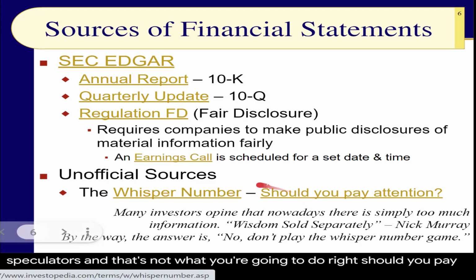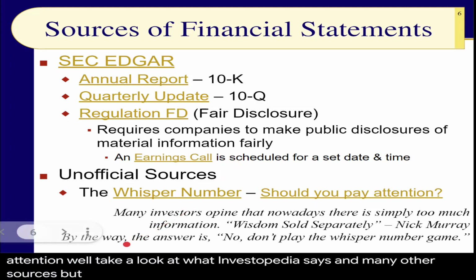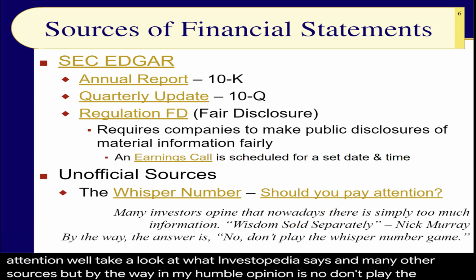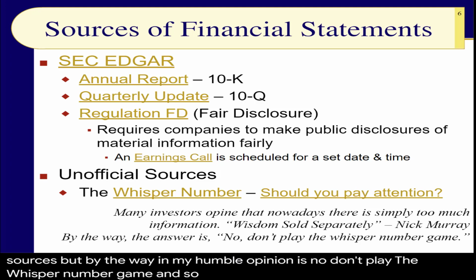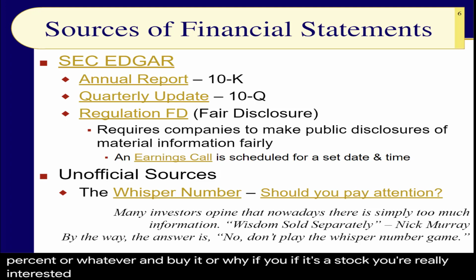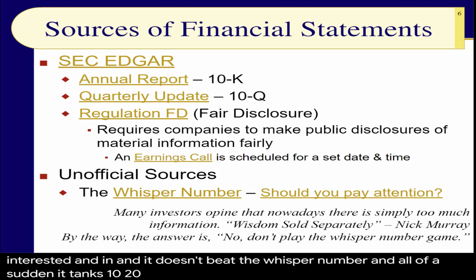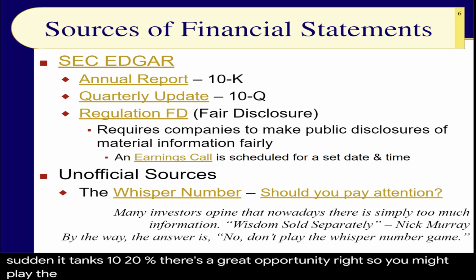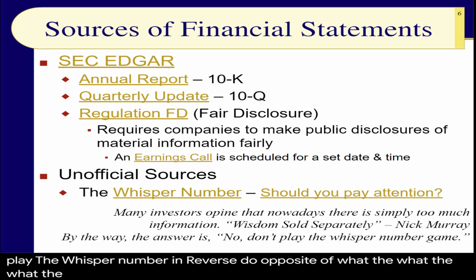Well, take a look at what Investopedia says, and many other sources. But by the way, in my humble opinion, the answer is no, don't play the whisper number game and sell the stock if it jumps 10% or whatever, and buy it. Or, well, if it's a stock you're really interested in and it doesn't beat the whisper number and all of a sudden it tanks 10-20%, there's a great opportunity, right? So you might play the whisper number in reverse, do the opposite of what the speculators and traders are doing.